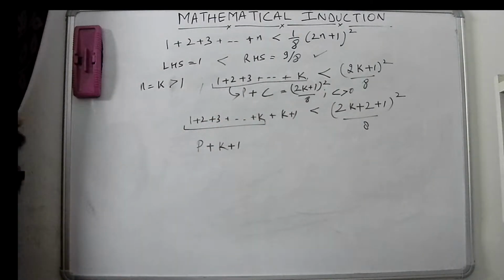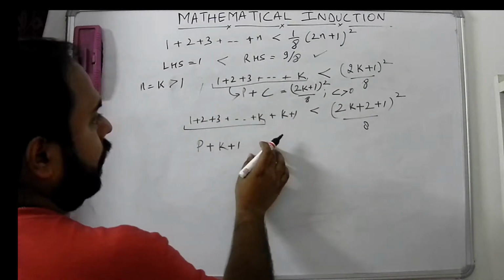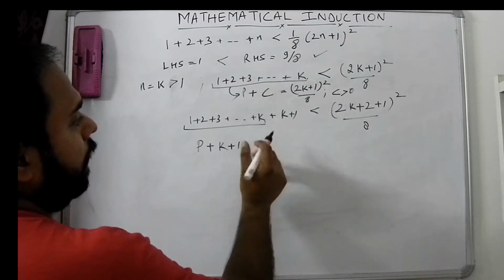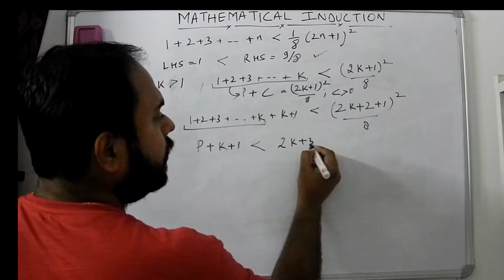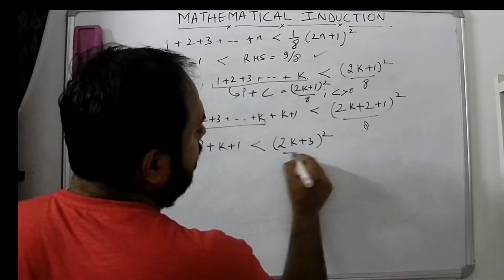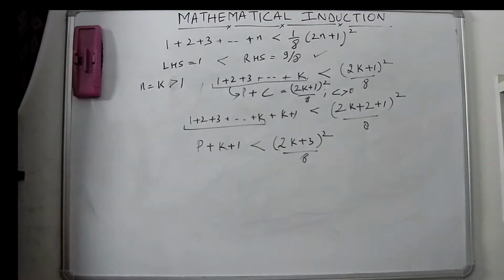And which I am okay. So what I am doing is, I have to prove that this is less than or equal to (2k plus 3) whole square by 8, right? This is something that I need to prove, right?